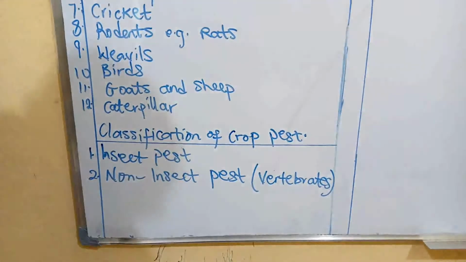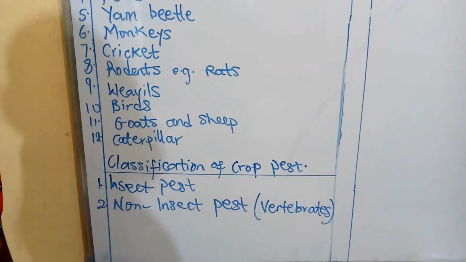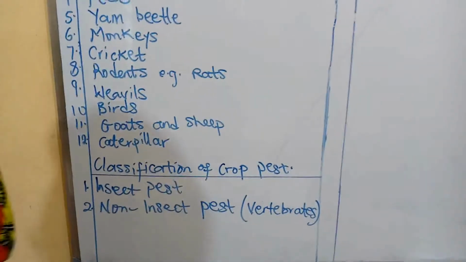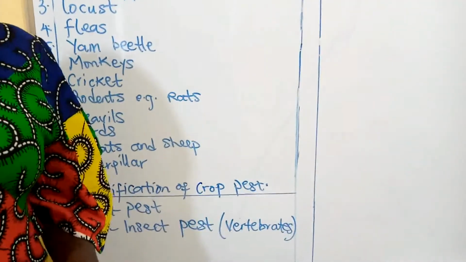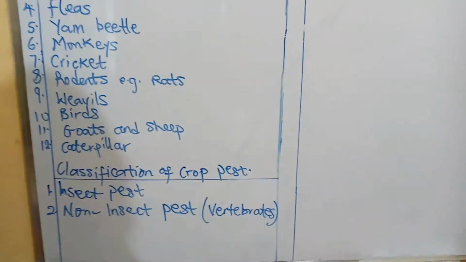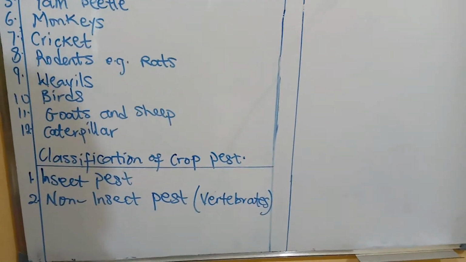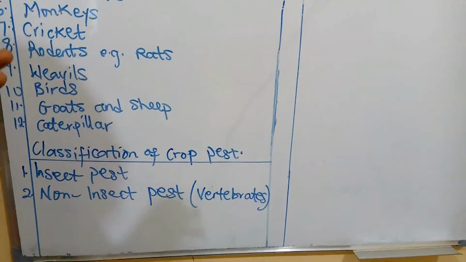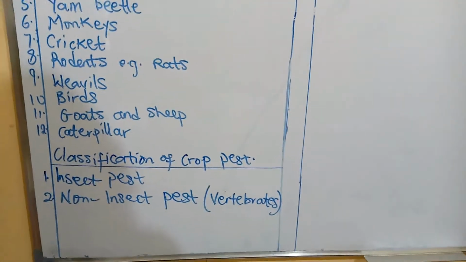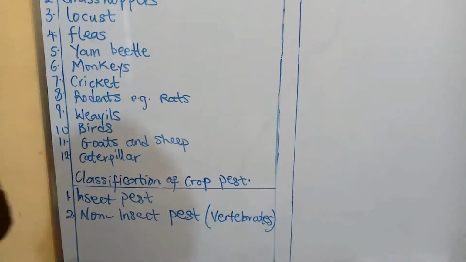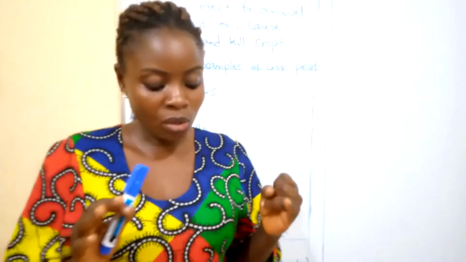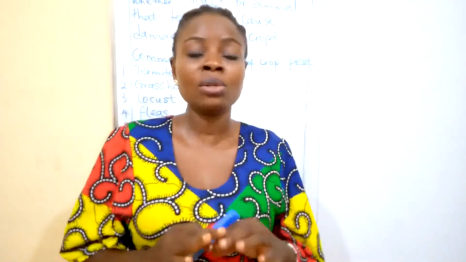Now let's talk about insect pests. Don't forget that I told you that the insect pests are the largest in number, and they attack and destroy crops at different stages of their development. Insect pests can be grouped into two subcategories. One of the categories is their mode of feeding, the way they feed. They all have their different types of how they feed.